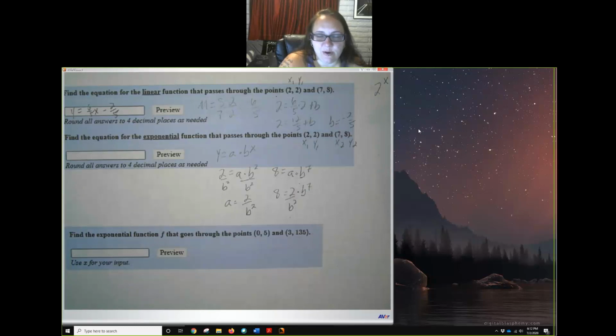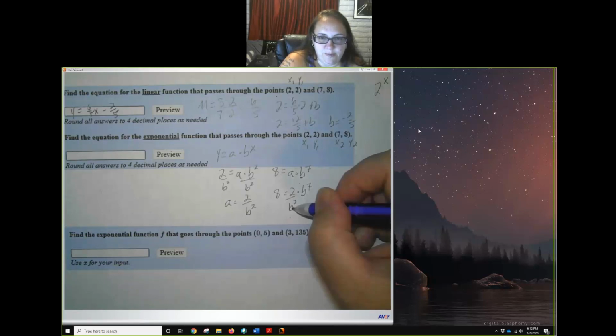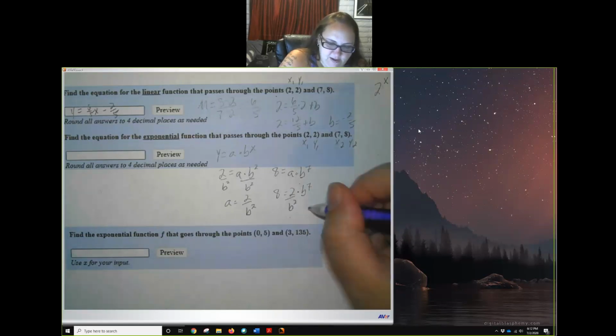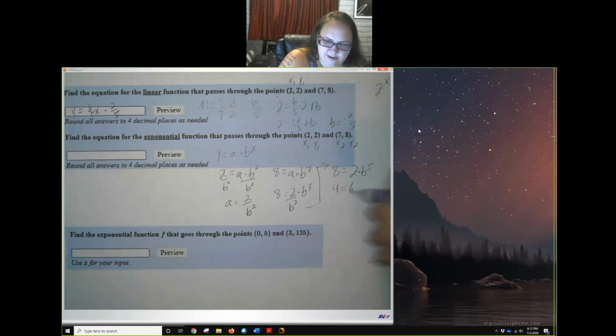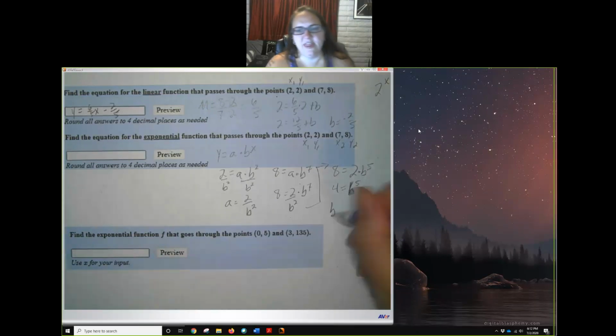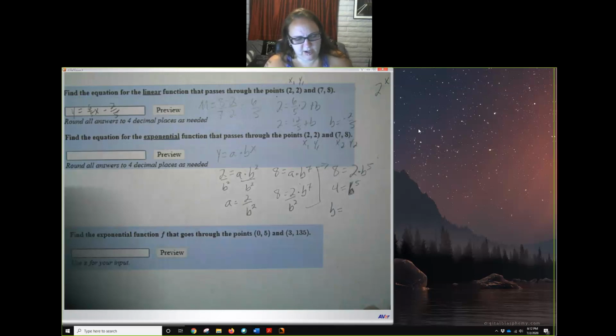Now my exponent rules say that when I divide, I subtract. So b to the 7th over b to the 2nd is b to the 5th. So 8 equals 2 times b to the 5th. Then if I divide both sides by 2, I would say 4 equals b to the 5th. So then to figure out what b is, I would take the 5th root of 4.